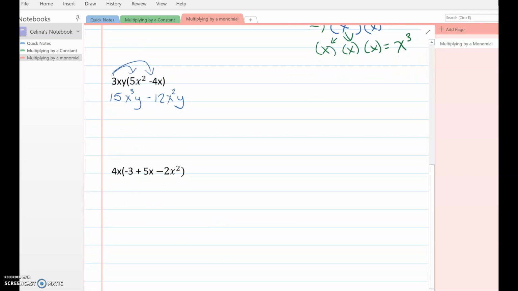My last example, we're multiplying a monomial by a trinomial, so we're going to carry that 4x through to everybody. So a negative and a positive make a negative. 4 times 3 is 12, x. 4x times 5x. 4 times 5 is 20, x times x, x squared. 4 times negative 2 is negative 8, x times x squared, x cubed. So there you have it, multiplying a polynomial by a monomial.